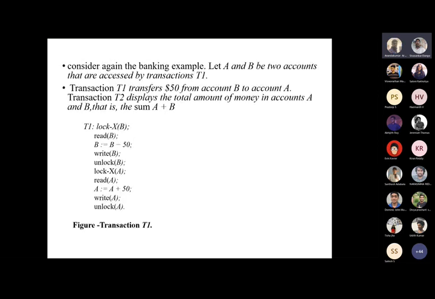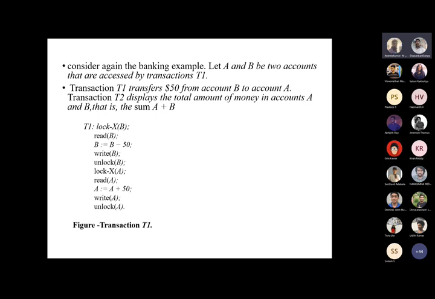So the first transaction is going to debit $50 from account B, and it's going to credit it into account A. And the second transaction is going to read the values of account A and account B, find the sum and display the sum, right? So now we are going to use log-based protocols for representing this transaction, right?